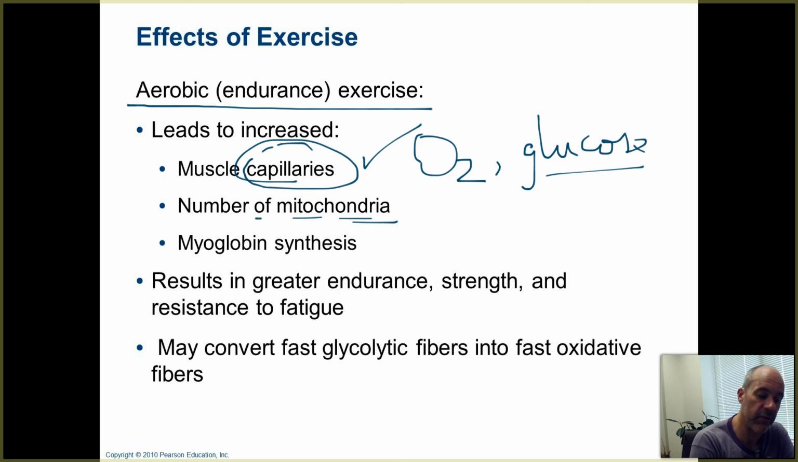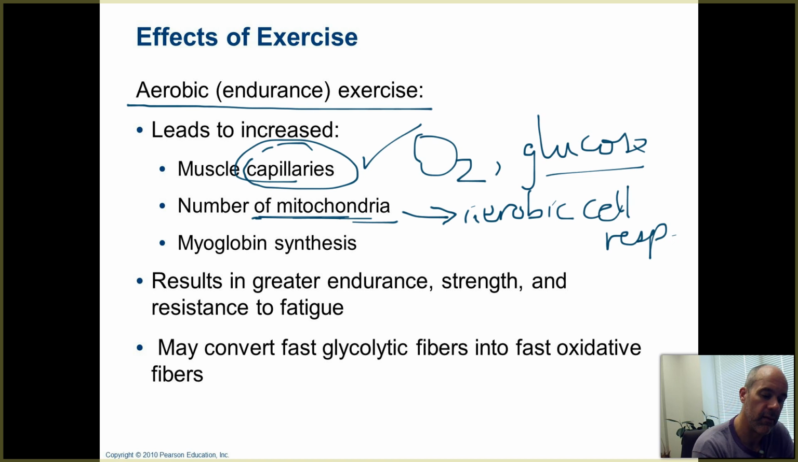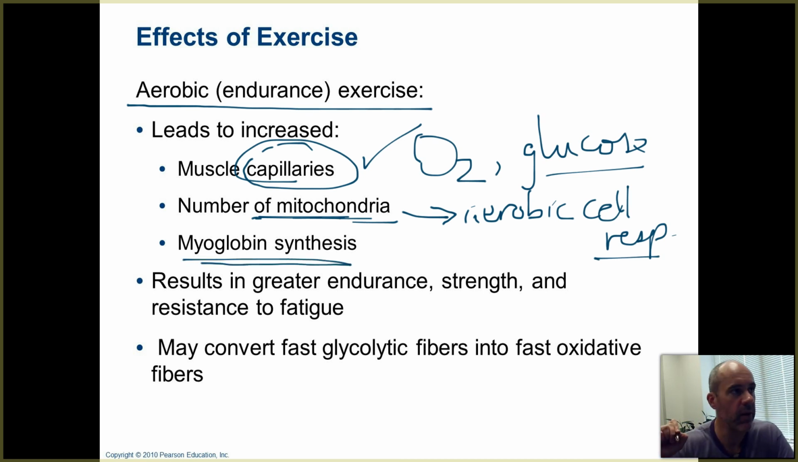Mitochondria, so your muscle fibers will produce more mitochondria. They make their own organelles that have important functions. What do your mitochondria do? Those are your sites of aerobic cellular respiration. So that makes sense. Myoglobin synthesis, your muscle fibers can actually make even more of it the more aerobic type exercise you do. That type of exercise, of course, helps increase your endurance. It does increase your strength as well. The more you do it, the slower your muscles are going to wind up fatiguing.